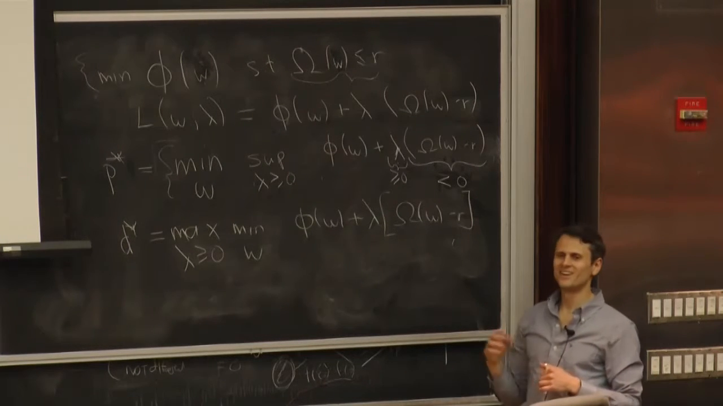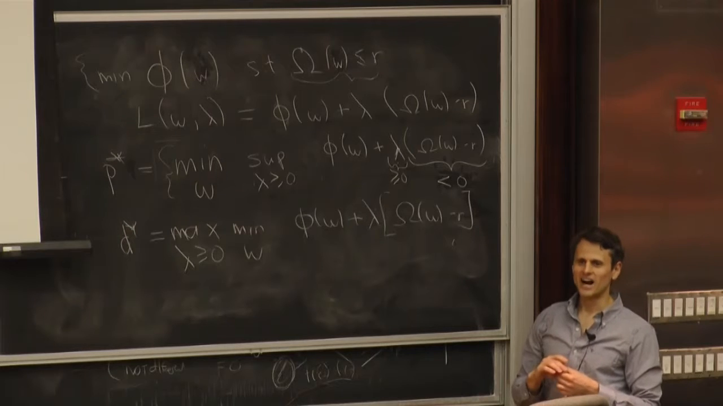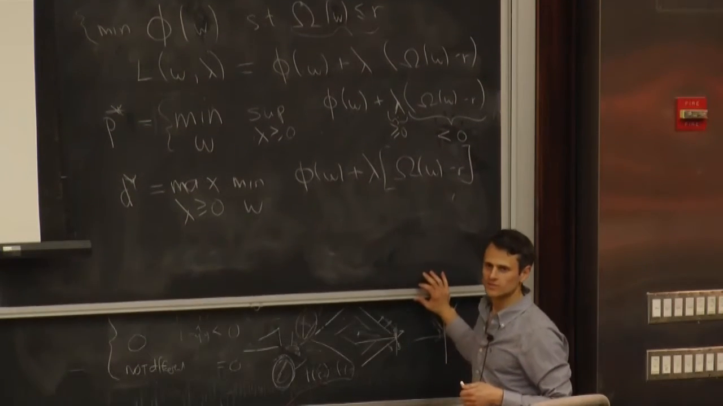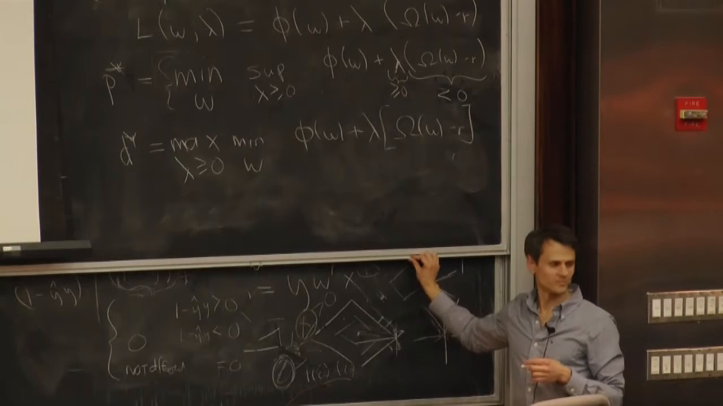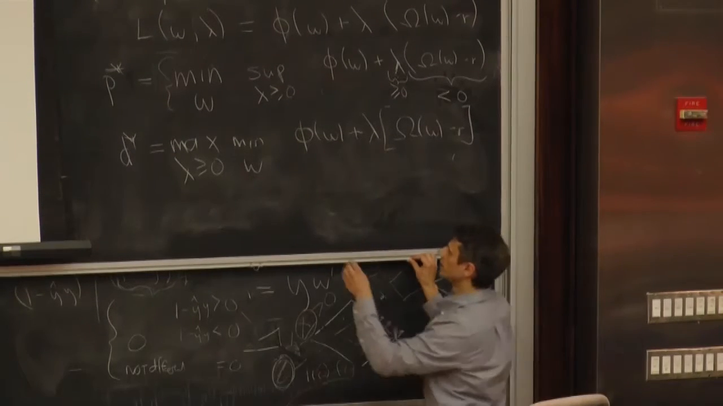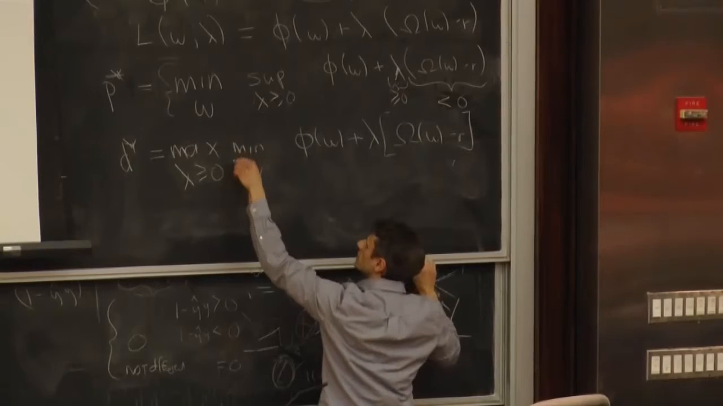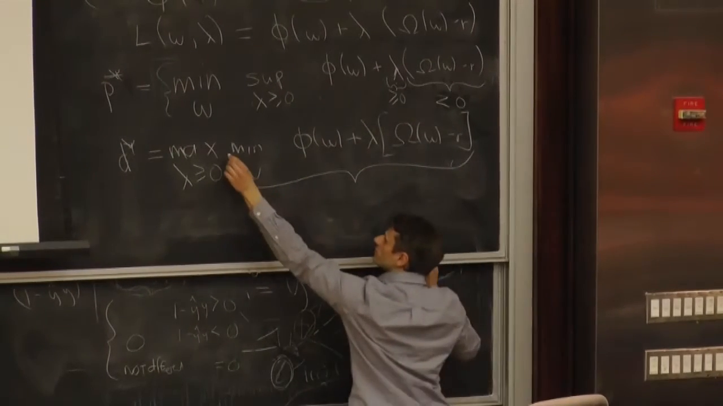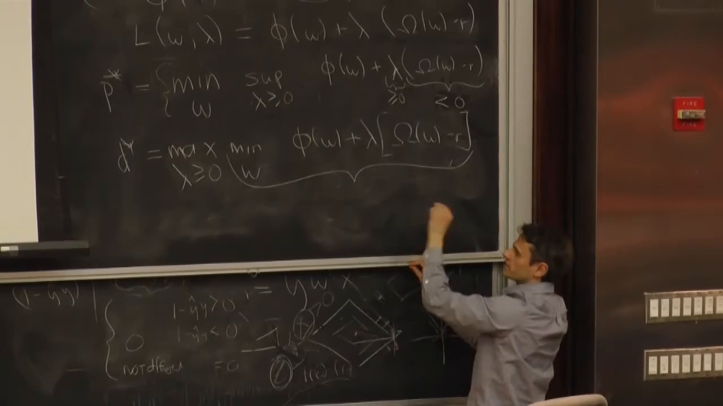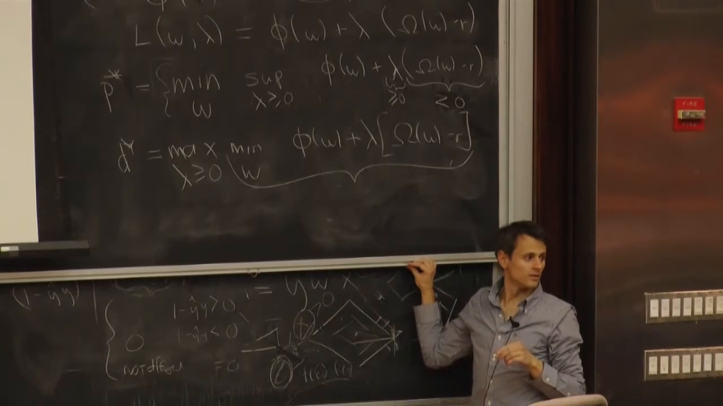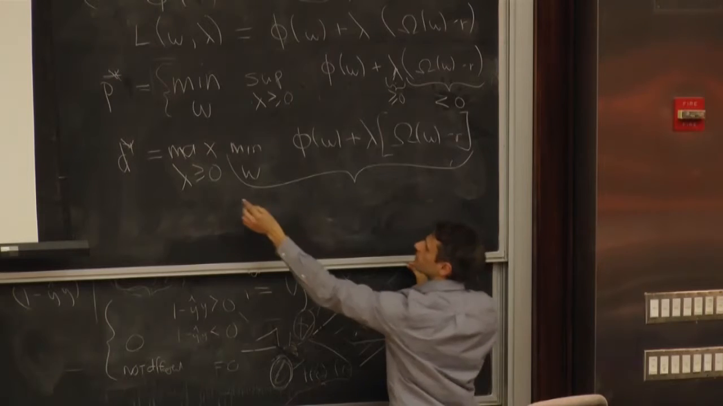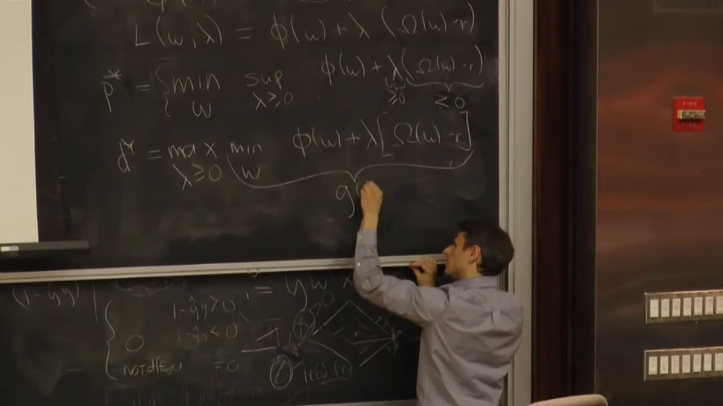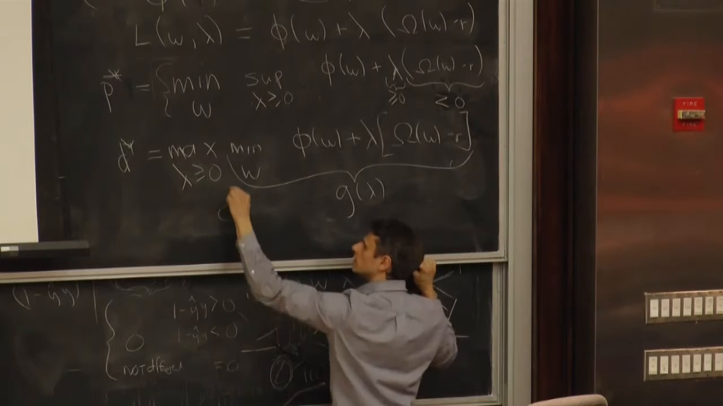I didn't really define it yet. Sorry, I didn't quite get there yet. So what's the dual function? Okay. So the dual function is this piece. What is this piece a function of? What's not fixed in the part I've written? Lambda. That's right. W is done because we minimized over it. So we call this thing g of lambda. And that's the dual function.